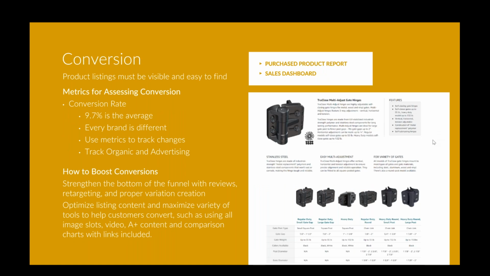All right. And then the last part we're going to look at here is conversion. So again, making sure that once they do find the right product, the shoppers do convert on your brand. When we look at conversion rate holistically across Amazon, we see that our average conversion rate is roughly 9.7%.